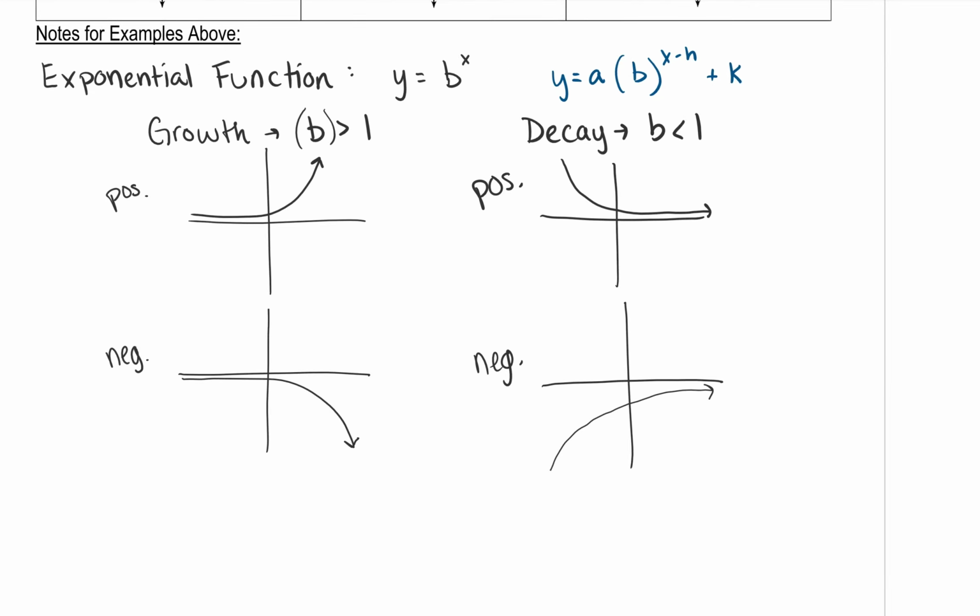Okay, so those are basic exponential functions. Basic growth, basic decay, and positive, negative. But it all goes off the b. So whatever the base is, that's why it's a b. The base tells you growth or decay.